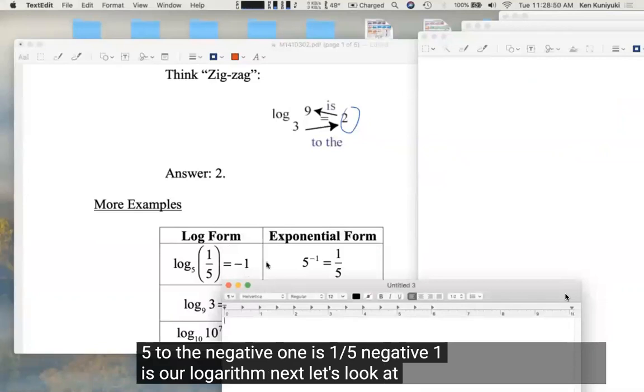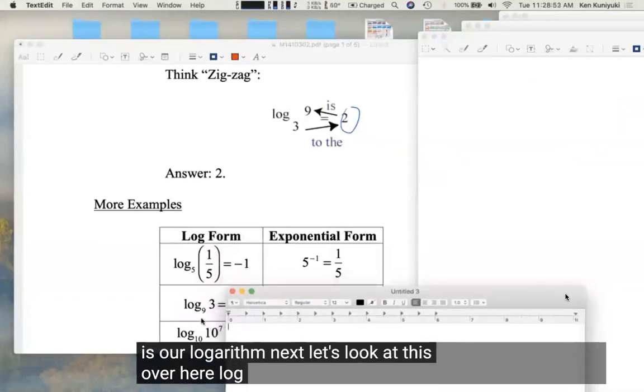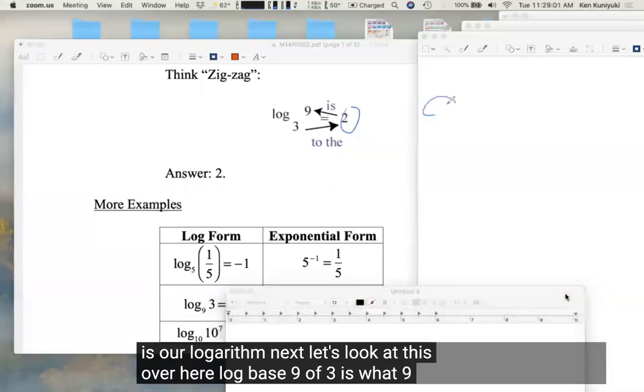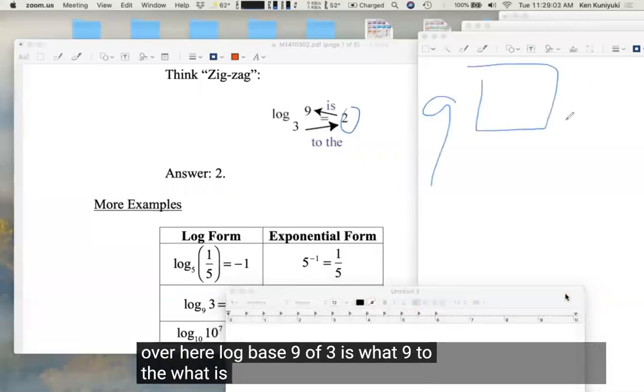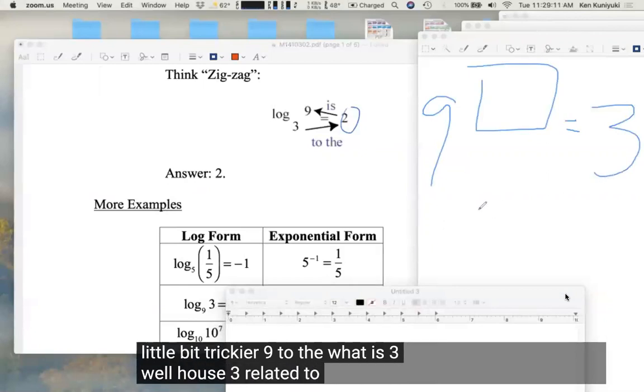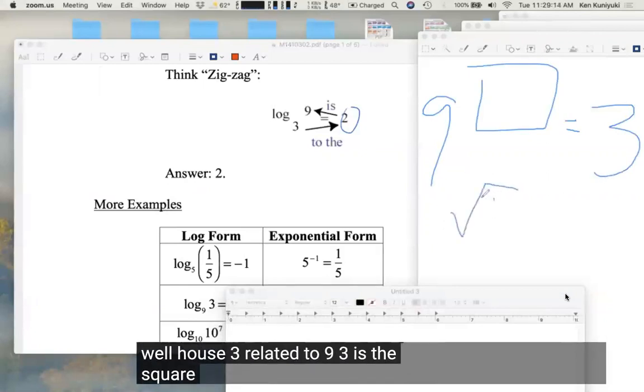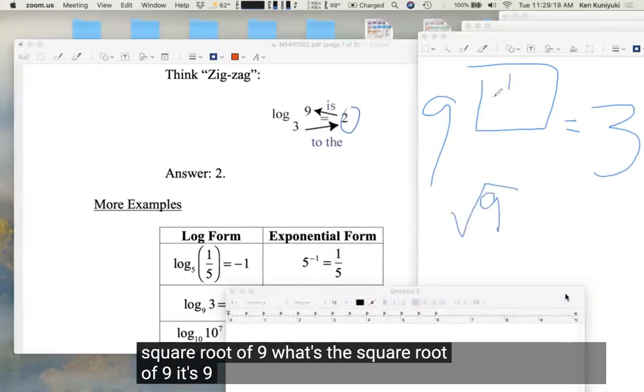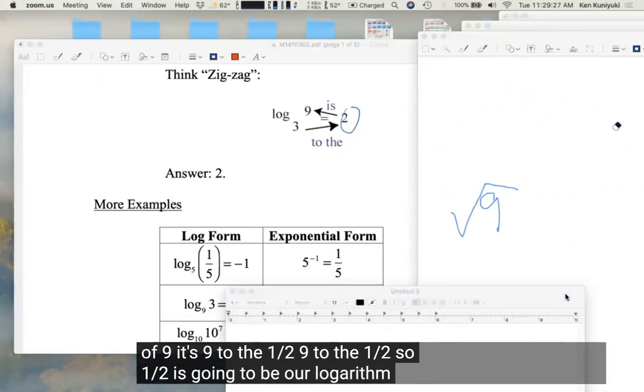Next, let's look at this over here. Log base 9 of 3 is what? 9 to the what is 3. And this is going to be a little bit trickier. Well, how's 3 related to 9? 3 is the square root of 9. What's the square root of 9? It's 9 to the 1/2. So 1/2 is going to be our logarithm.